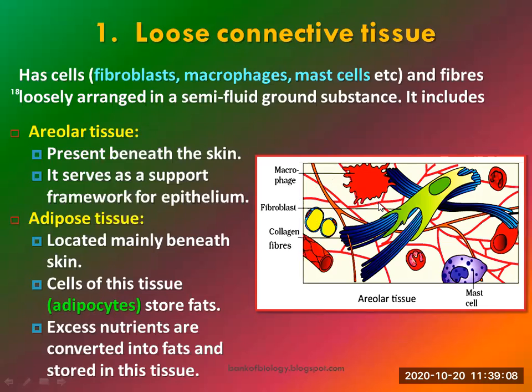When you're reading the textbook, you need to focus on this area. These are fibroblast cells, the green ones. You can see the fibroblast cell secretes the fibers, in this case collagen fibers, as in the diagram. Some blood cells are also present here. Moving on, areolar tissue.